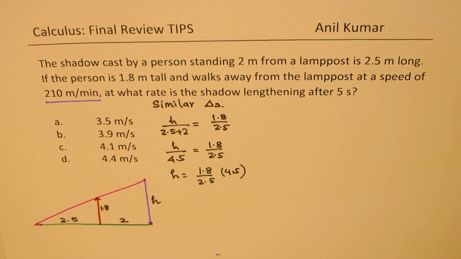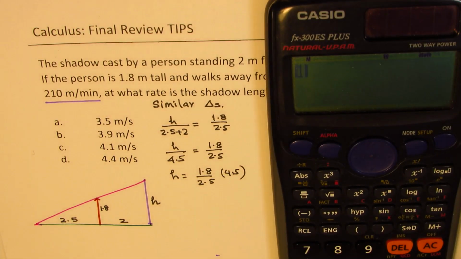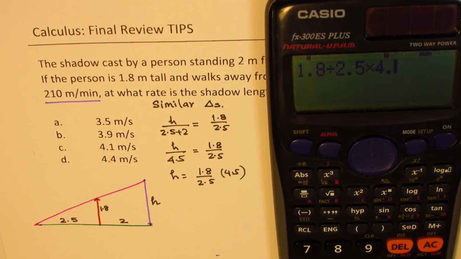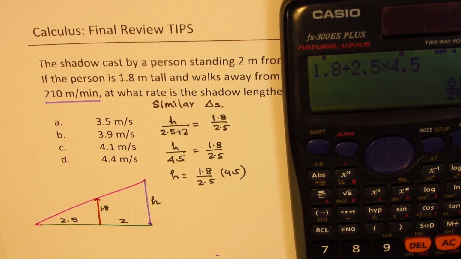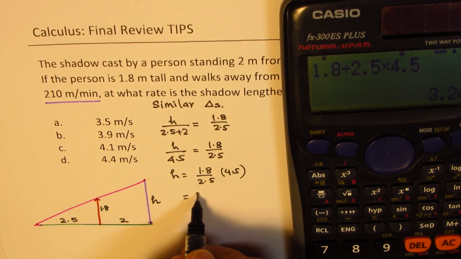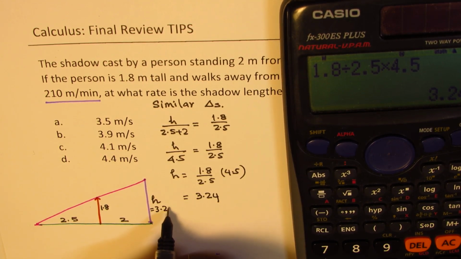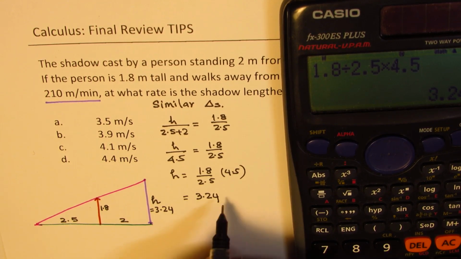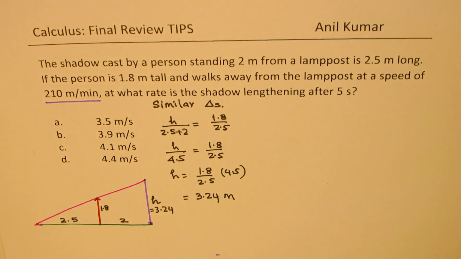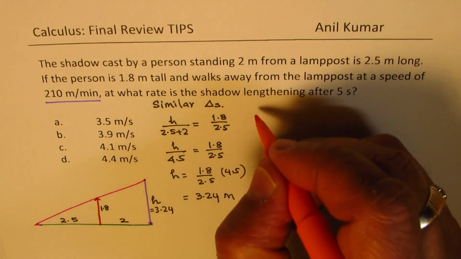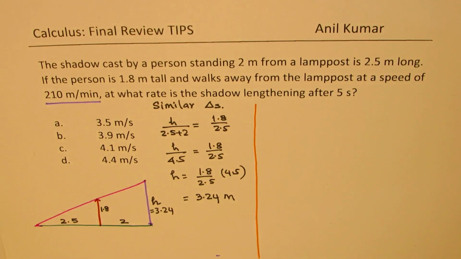Let's find this height. 1.8 divided by 2.5, and we'll multiply this by 4.5 to get the answer as 81 over 25. Let's write it in decimals. We get 3.24. So height is equal to 3.24. All this is in meters, right? Okay. Now, let's also convert the speed.